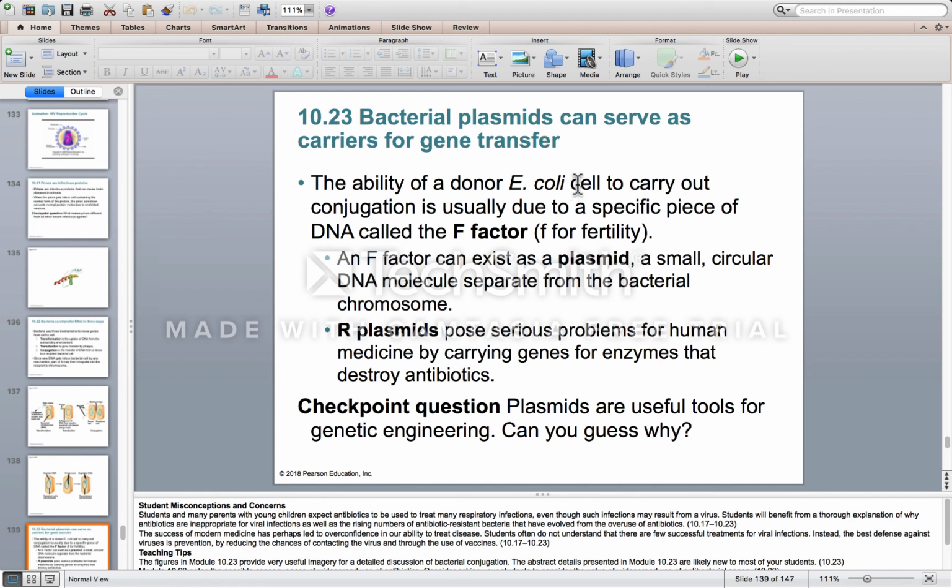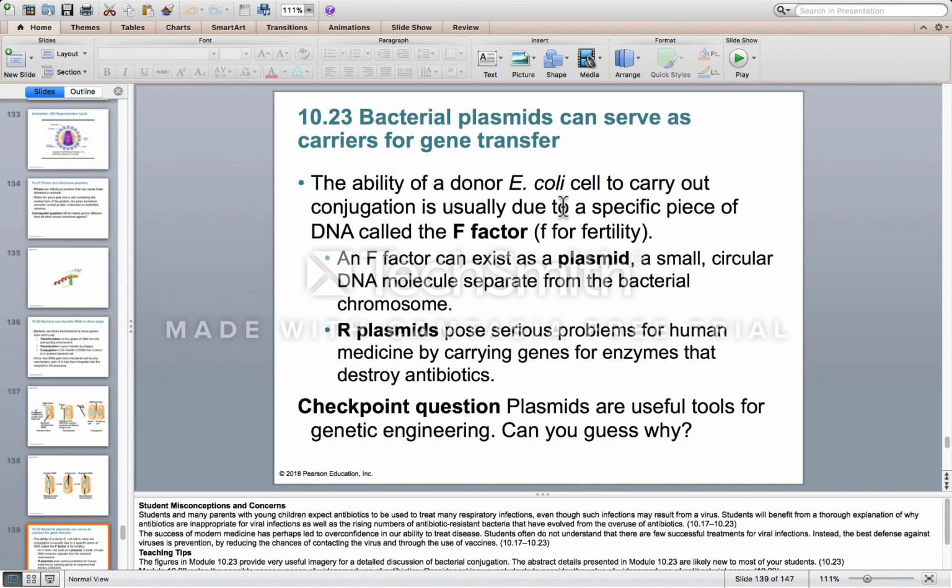When the donor E. coli can carry out conjugation, it's usually due to a specific piece of DNA called the fertility factor. The fertility factor can exist as a small circular DNA called a plasmid, and it can exist as an R plasmid, which poses super bad problems for human medicine because it carries genes for enzymes that destroy antibiotics. So plasmids are used as tools for genetic engineering.